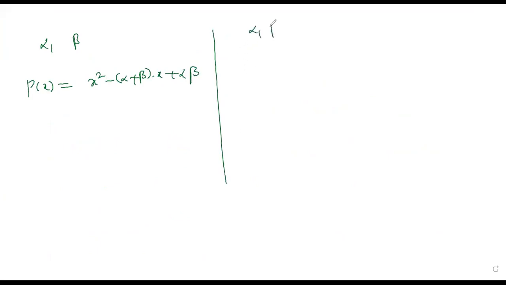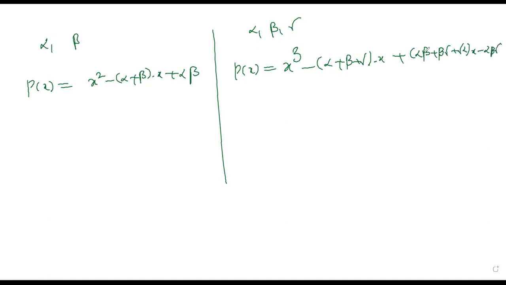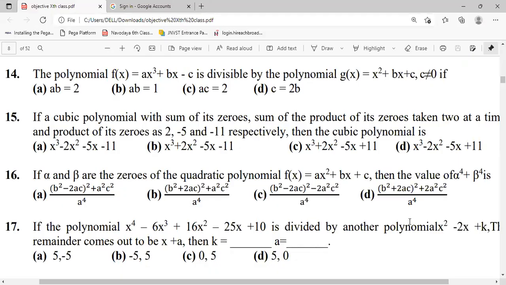For a cubic polynomial, three zeros. If you know the three zeros of the cubic polynomial, P of x is equal to x cube minus alpha plus beta plus gamma into x square plus alpha beta plus beta gamma plus gamma alpha into x minus alpha beta gamma. They have given alpha plus beta plus gamma, alpha beta plus beta gamma plus gamma alpha, and alpha beta gamma. Just substitute in these places and you will get the cubic polynomial.